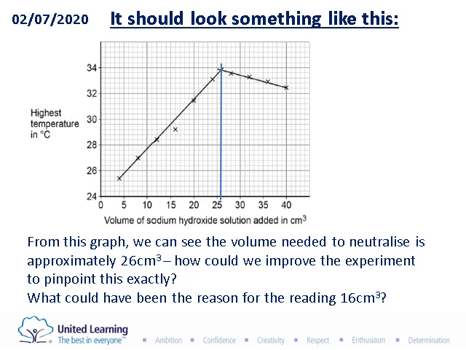So, how could we improve the investigation to pinpoint this exactly? So think about it, we're only measuring the volumes every 5 centimetres cubed. How could we pinpoint exactly where the highest temperature change is? And I also want you to tell me, what do you think the reason for this anomaly here is? It doesn't fit in with a pattern. Why might that be?